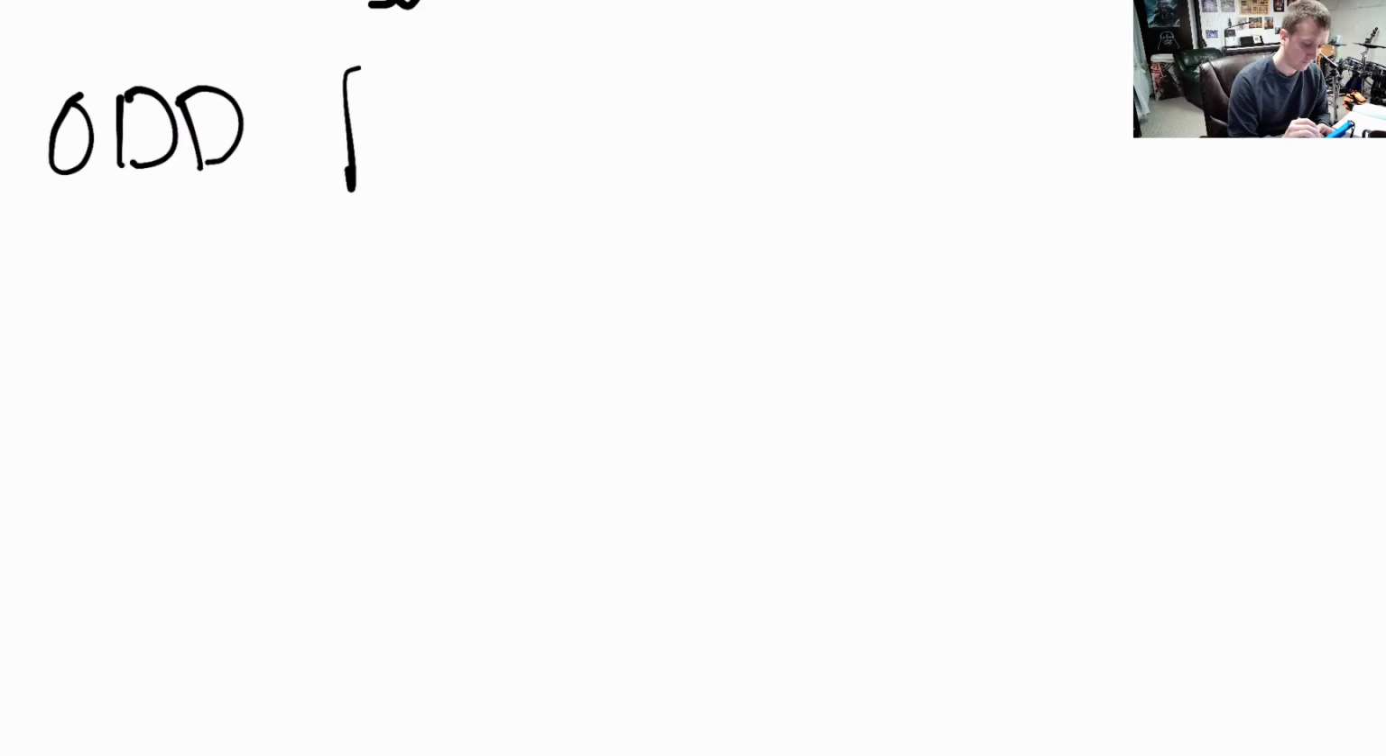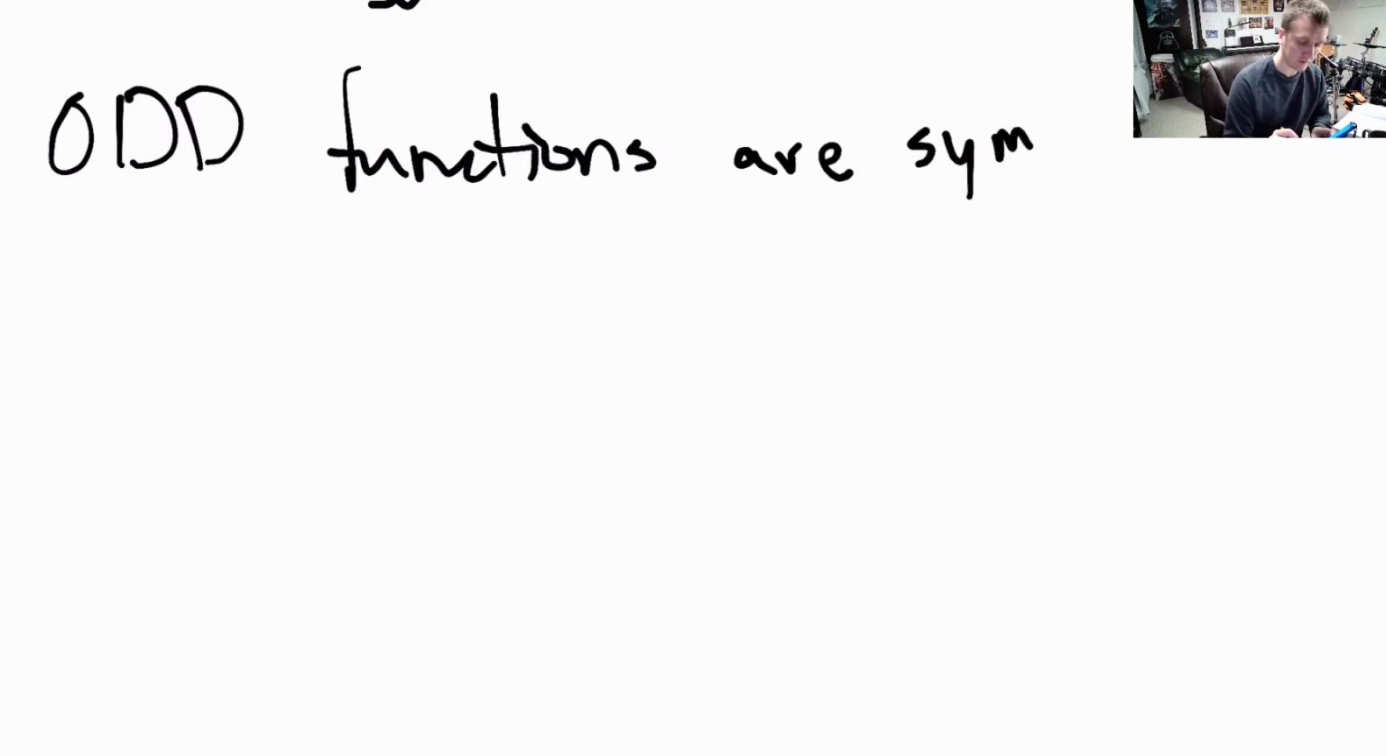So let's talk about odd functions. This is not something that we've talked about yet. Odd functions have the property that they are symmetric with respect to the origin. So that's how your book says it. I'm going to say it like this.